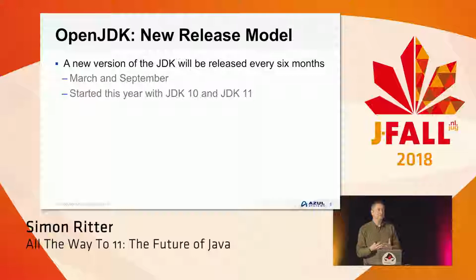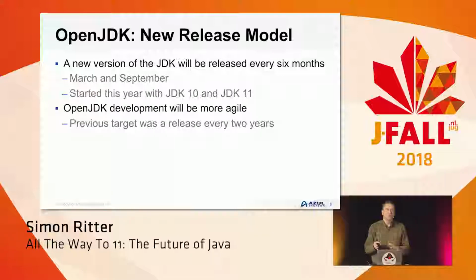And we've already seen this because JDK 9 came out in September of last year. JDK 10 came out in March this year. JDK 11 came out just 2 months ago. So it's already starting to work. The reason for this was because they wanted to be more in step with the way that people develop software these days.